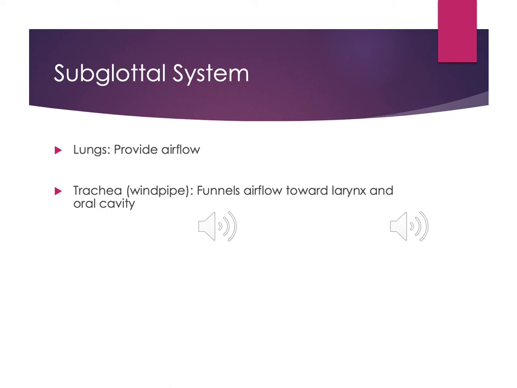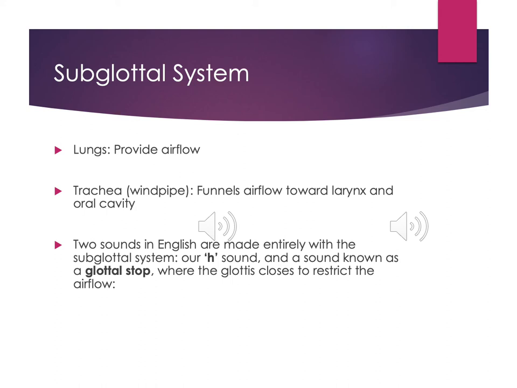And in English, which are the sounds that we'll focus on in these lectures and in this class, these are the sounds you'll need to be familiar with, you'll need to understand. We have two sounds that are made entirely in this subglottal system. So our first one, our H sound, is one of them that is made entirely in our subglottal system. It's just sort of forcing that air through without really doing much else within our vocal tract, and it gives us that H sound.